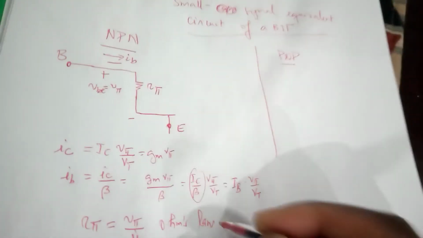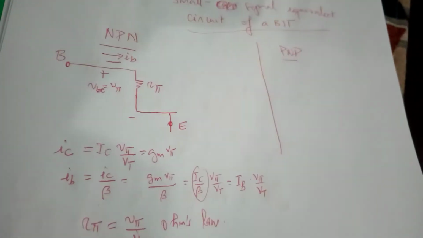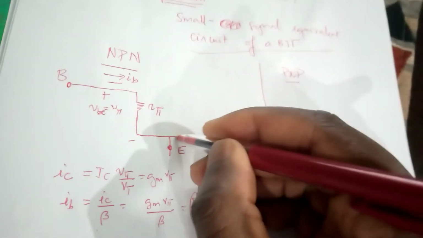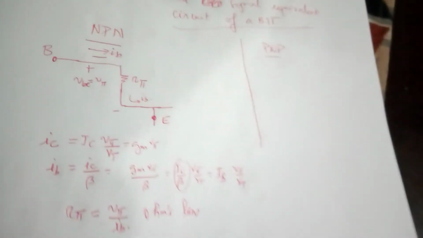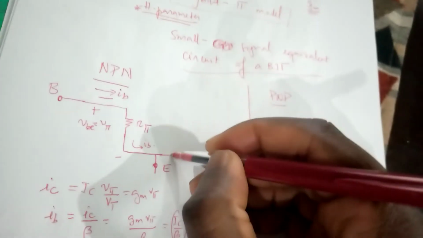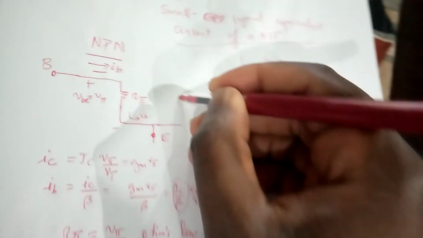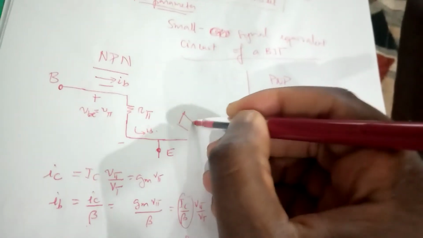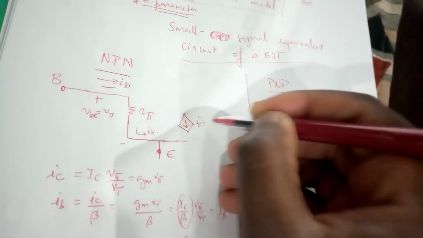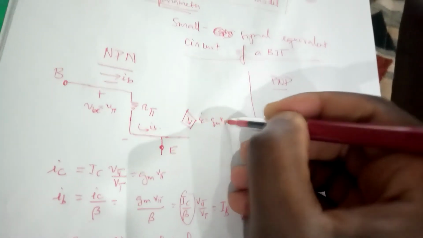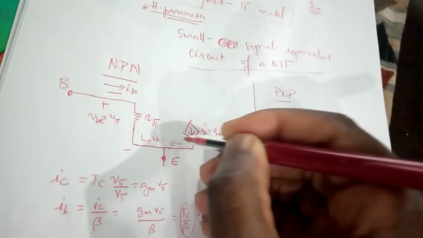So that's how we came up with R pi. So now, as you reach the emitter, and IB flows this way into the emitter, you get to the collector side, and on the collector side you normally have a current source, which is IC basically, which you've established to be GMV pi, which supplies the collector current.